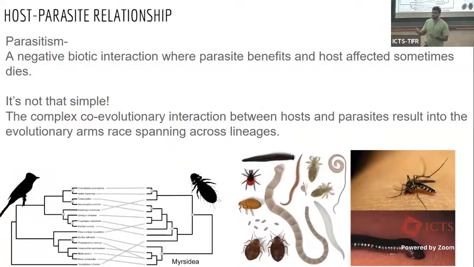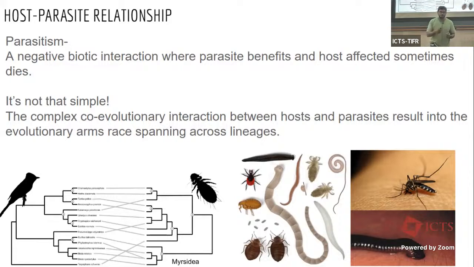But now getting into the host-parasite relationships. We all know that parasitism is a negative relationship where the host gets negatively affected and the parasite gets positively affected. But it's a very simplified definition. It's actually not that simple, but a very complex co-evolutionary process between the parasite and the host. And there is an evolutionary arms race, right? The Red Queen hypothesis that we come across a lot: the parasite is evolving, the host is evolving to cope with it. So it's an arms race that is constantly happening.